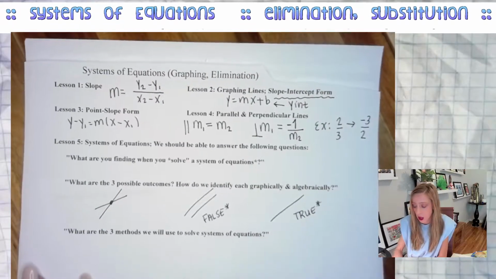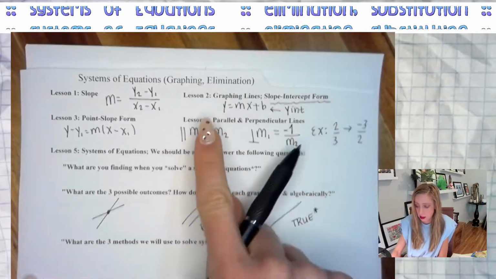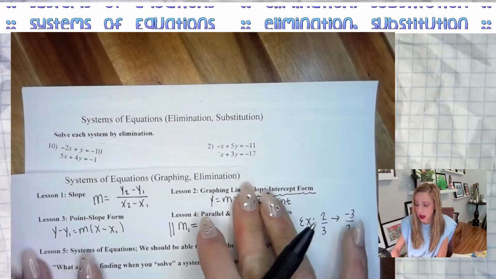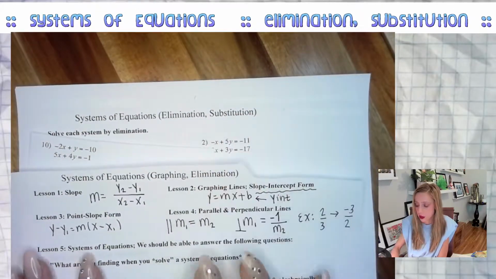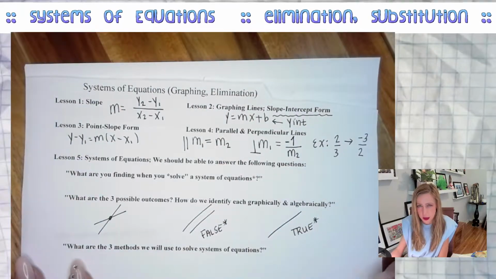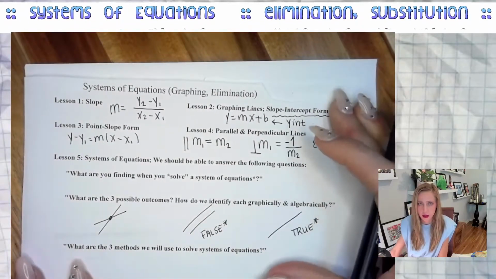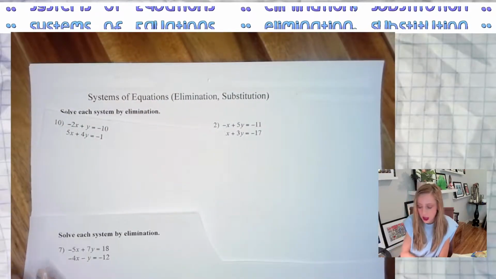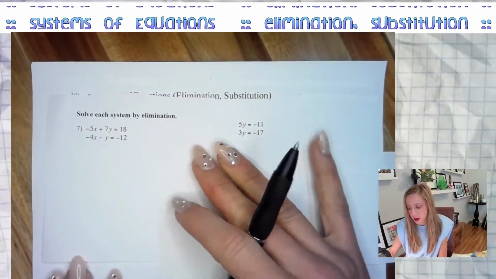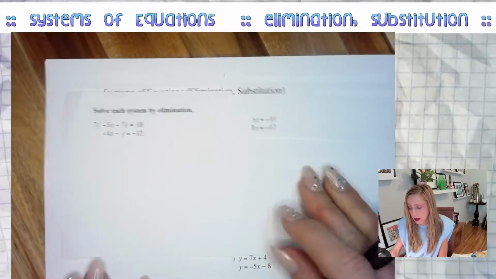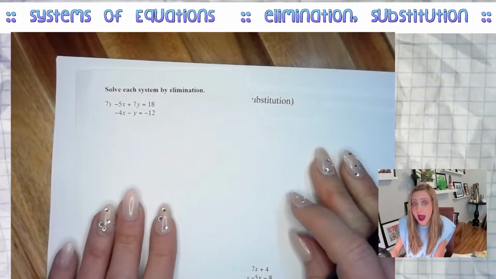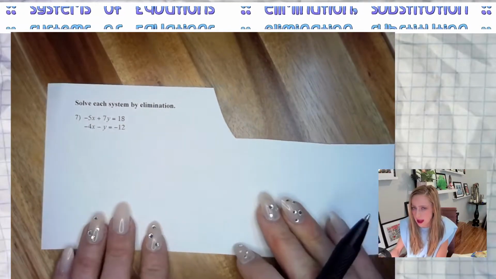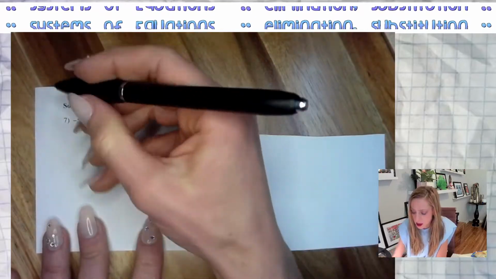What are the 3 methods that we are using? Graphing, elimination, and substitution. So those are the 3 forms that we will be using. Again, we wrote that down yesterday, so you should all have that down in your notes. Next, I also had done examples 7 and 10 in a video yesterday. So I'm just going to redo example 7 for anyone who is riding the struggle bus.